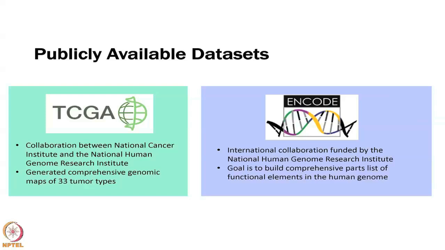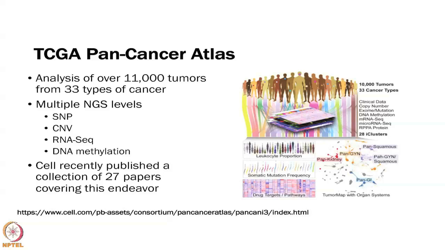And then there's ENCODE, which is another one of these large consortiums where it's really looked at epigenetics, so all of the parts list of the functional elements. So they've done a lot of the epigenetic work, mostly in cell lines. And the TCGA has been working for many, many years and has published a lot of papers that are just characterizing specific tumor types. So characterizing breast tumors, characterizing ovarian tumors, looking at what mutations occur a lot and what subtypes exist in those tumors.